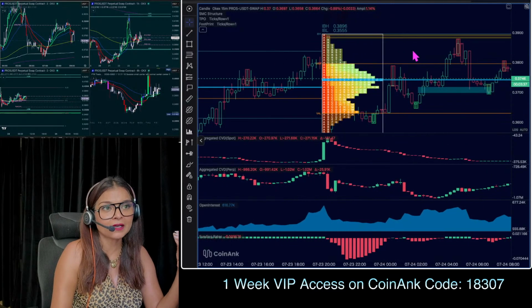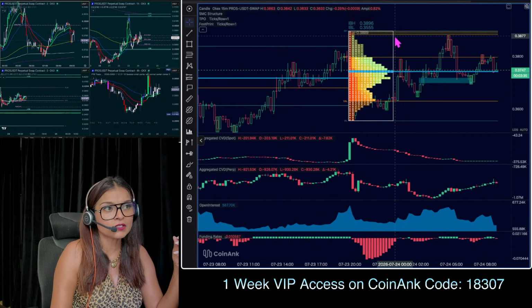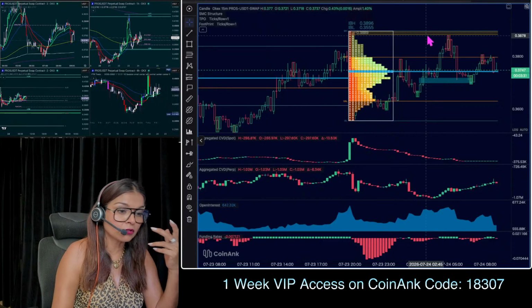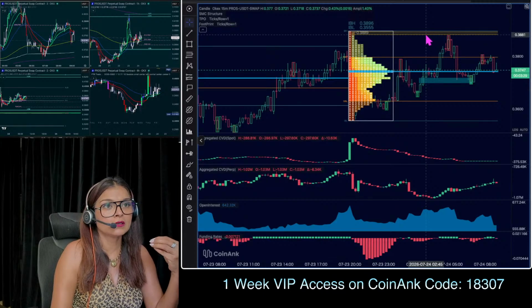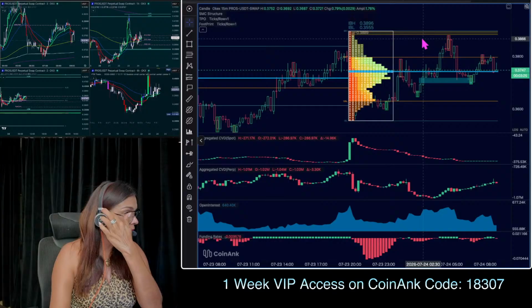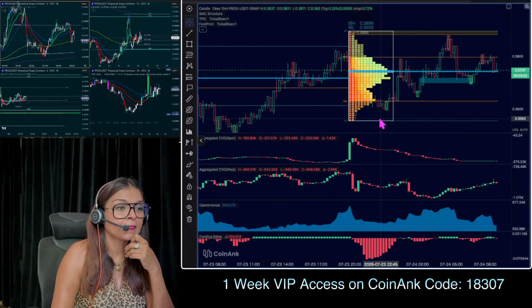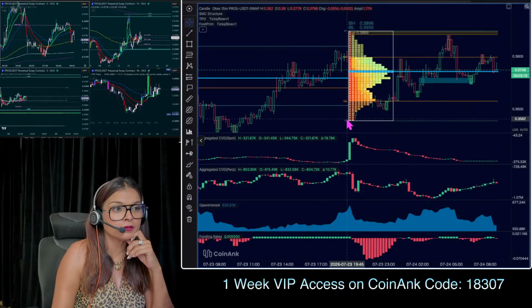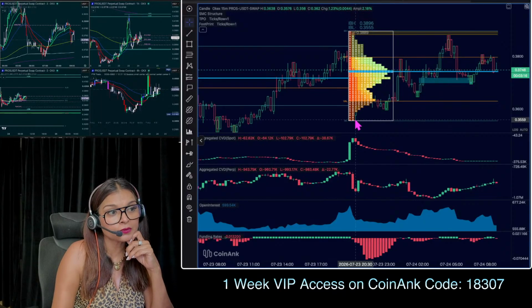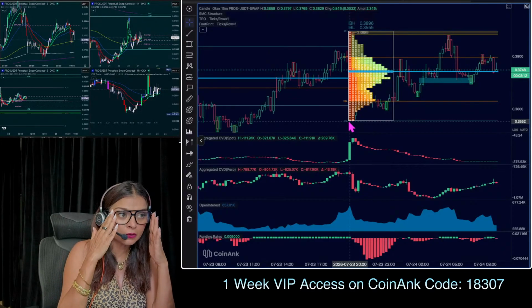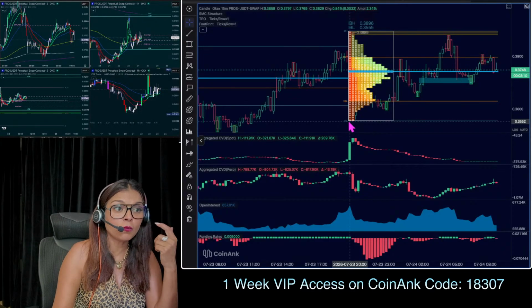Price tried to find its balance, then price rejected up here because it's too expensive. All of this comes back to the auction theory, the market auction theory. Under here, you'll see that it's an unfinished auction. And how do we know that? Well, we can see that there are 2 letters. Usually, if you want to see a finished auction, you'll need to see only 1 letter.